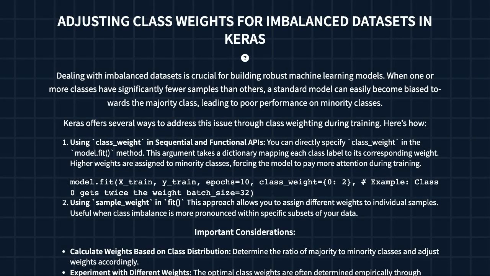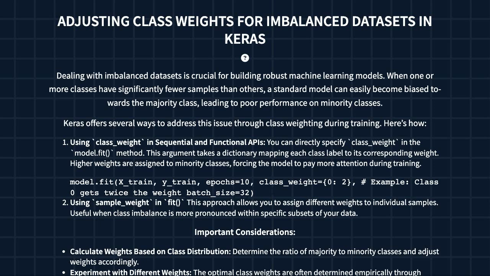Okay, let's talk about dealing with those tricky imbalanced datasets in Keras. Often, one class will have way fewer examples than another, and that can really mess up your model's performance on the less common classes. The good news is Keras makes it pretty easy to fix this. You can adjust the weight given to each class during training using either the class weight parameter in your model fit call or by assigning individual sample weights.